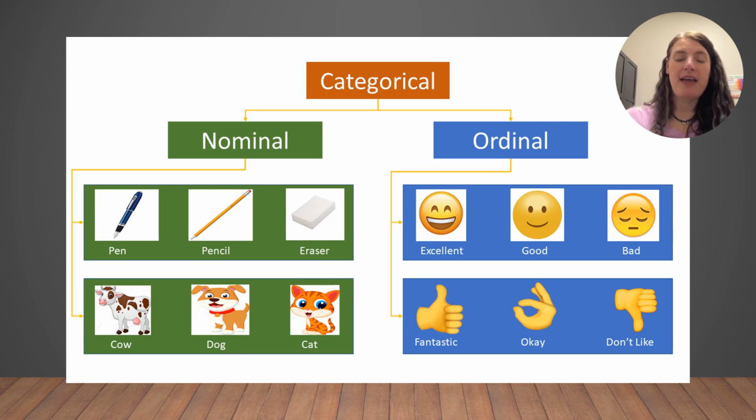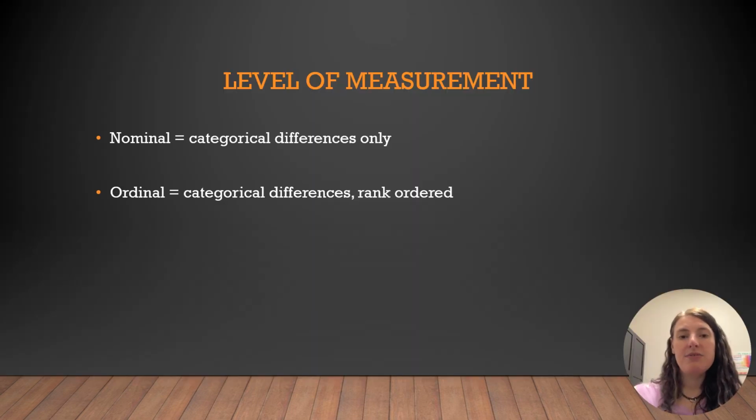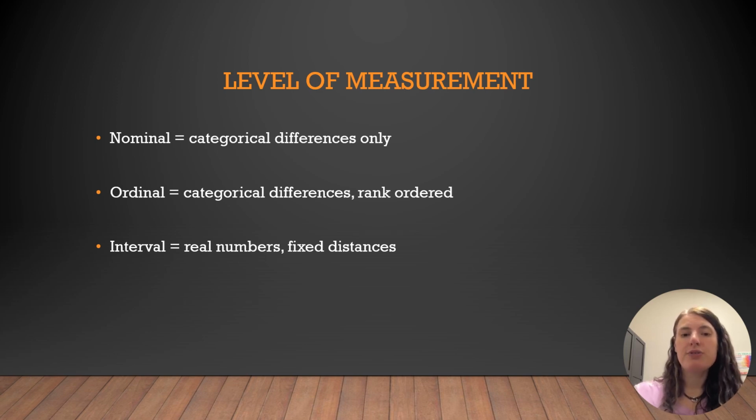On the ordinal side, we have things that can be put in order, like moods: excellent, good, or bad, or fantastic, okay, don't like. But notice they're still categorical, not numbers. The last two remaining levels of measurement are both numerical, meaning that they deal with real numbers. Interval data has real numbers with fixed distances between them, but no true zero.